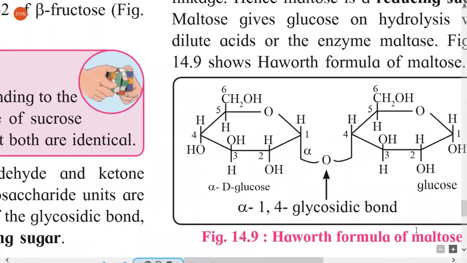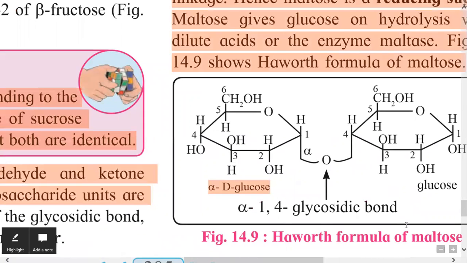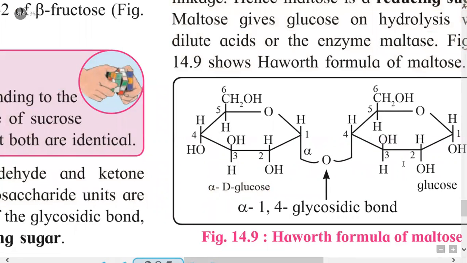We know here the two molecules of glucose. This is alpha D glucose because at first carbon the OH group is below the ring. Again at fourth carbon in the second ring, OH group is below the ring. So this linkage between first glucose molecule and second glucose molecule is below both rings.